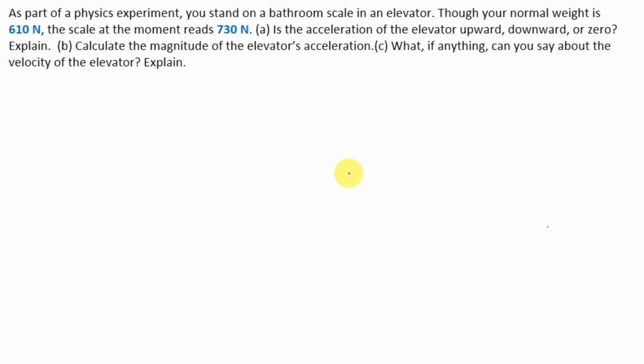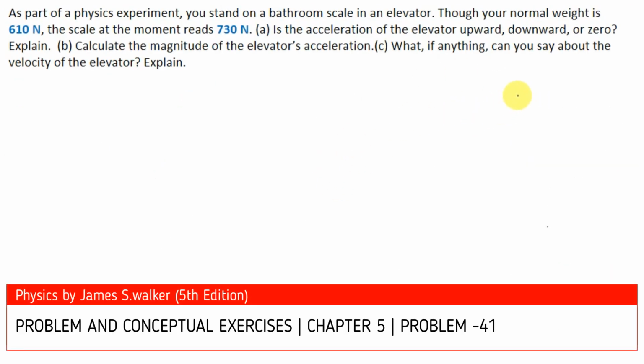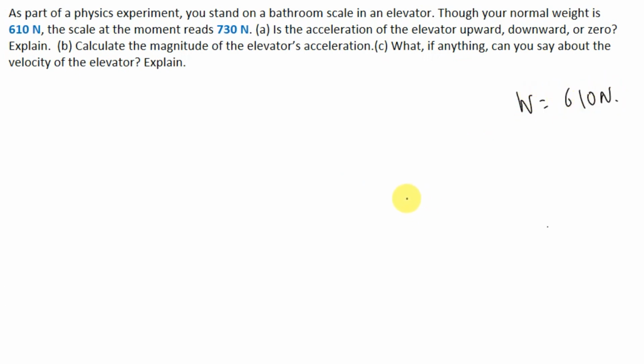Now this question says that your normal weight W is 610 Newton. As part of a physics experiment you stand on a bathroom scale in an elevator. Then you see the reading on the scale. At that moment your weight is 730 Newton, this is your apparent weight. There are basically three parts in this question that we need to solve. In part A, we need to find: is the acceleration of the elevator upward, downward, or zero?